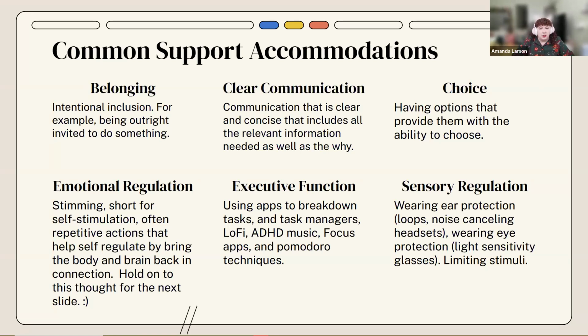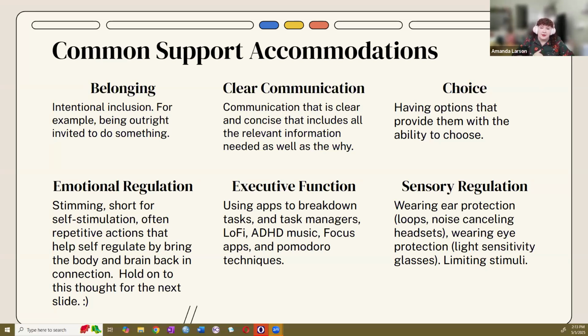For executive function, using apps to help break down tasks, task managers, lo-fi ADHD music, focus apps, Pomodoro techniques are all ways that can help with executive function. And then sensory regulation. So wearing ear protection. So Loops are a type of ear, what are they called? Hannah, fill in. What are they called?